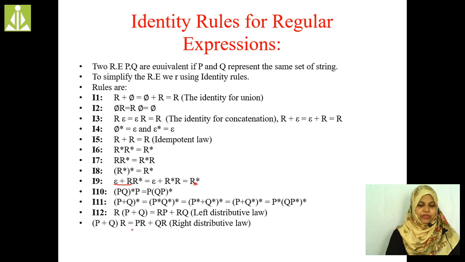Next one is the I12 law, that is the left distributive law. R into (P plus Q) is equivalent to RP plus RQ. And (P plus Q) into R equals PR plus QR. This is the right distributive law, right? All these are the identity rules. By using these identity rules, we are going to simplify the regular expressions.